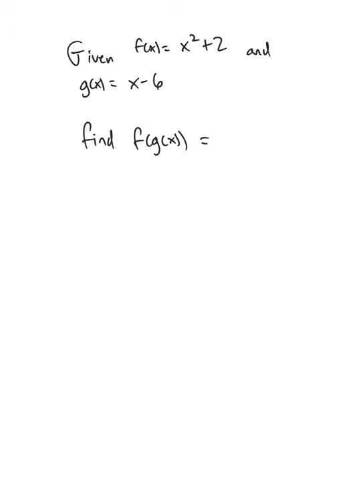Okay, so you're again taking the f function. You're going to take x out and you're going to substitute in the g function. So this is going to be f of g of x. So it was x squared. Well, we're taking x out, we're replacing it with the g function, x minus 6. So it was x squared plus 2. Well, now it's x minus 6 squared plus 2.